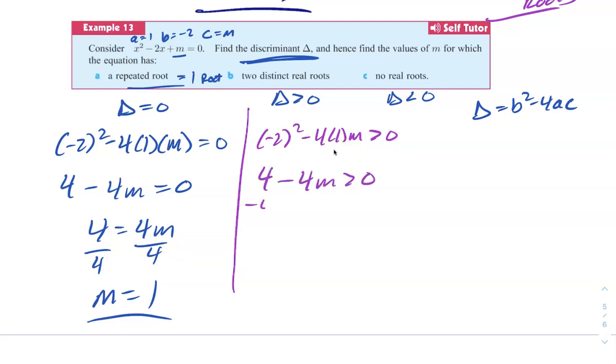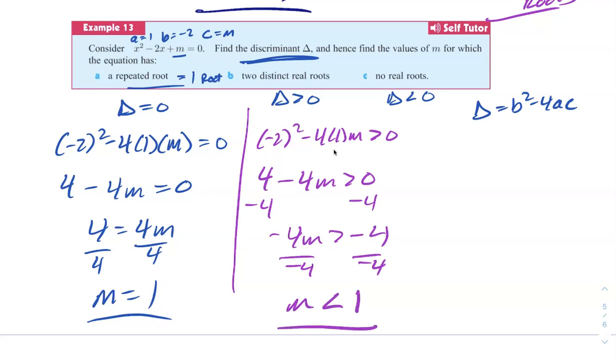In this case, I'm going to subtract 4 from both sides, because when we're doing inequalities, I like to keep the variable on the left hand side. I'm going to divide by negative 4. Remember, when you divide by a negative, it flips the inequality. And I get this: m should be less than 1 if I want 2 distinct roots.